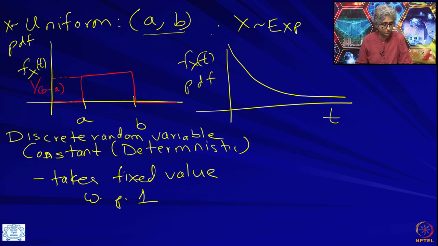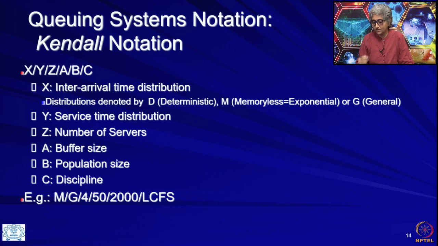So this is just to recall what probability distributions are, and when we talk about queuing systems, we have to make some assumptions about these things, and that is how we can do the reasoning. Now, queuing systems have one more way to describe them, and that's called the Kendall notation, which has six spots that you have to fill with certain notation.